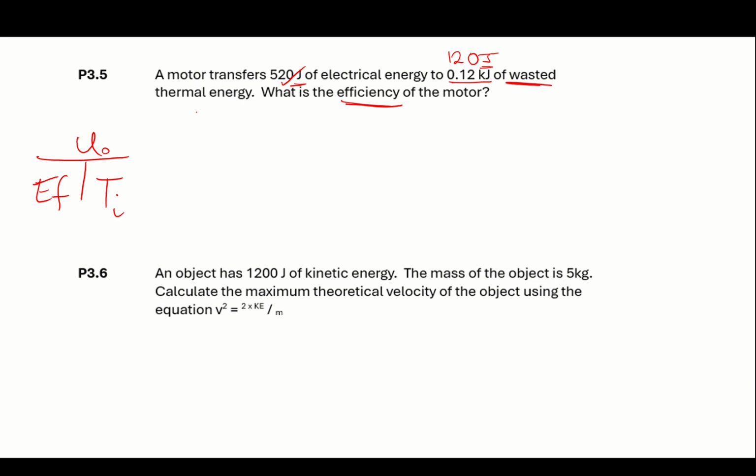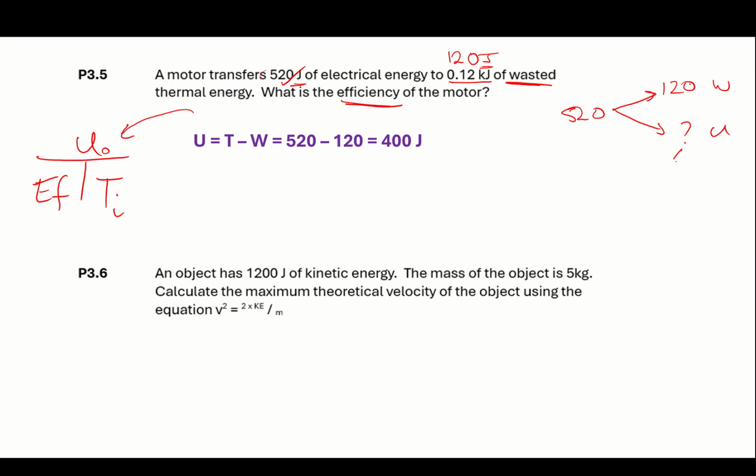Well, I need to work out the useful first. So I'm going to have to take those two numbers away to get useful. So if you imagine it, I'll start with 520. 120 of it was wasted. The rest is useful. So that must be 400. So take those away and we've got 400 joules. Now I've got the useful, 400. And we can see the efficiency is the useful 400 divided by the total input equals 0.77. If it wants it as a percentage, times it by 100, that's 77%.